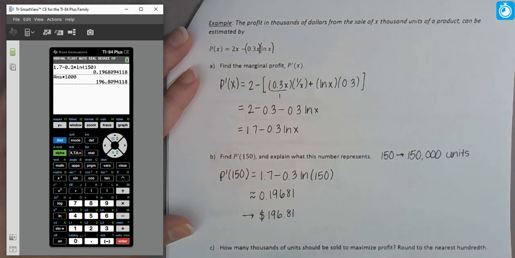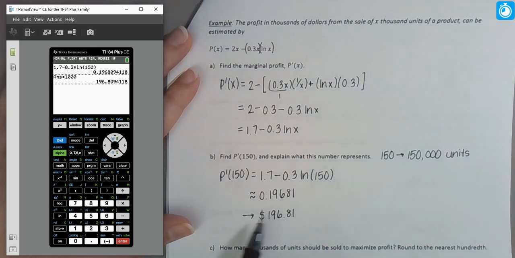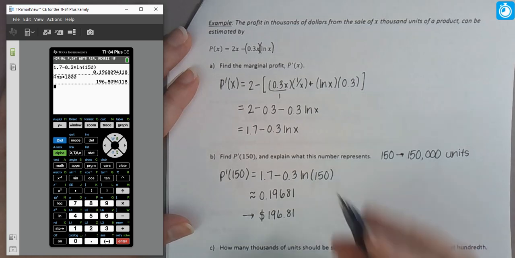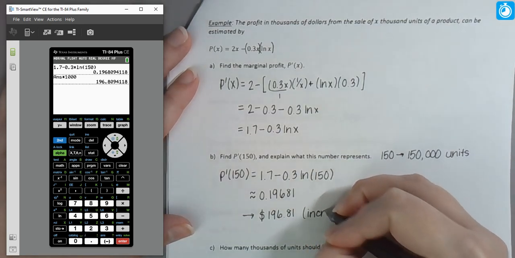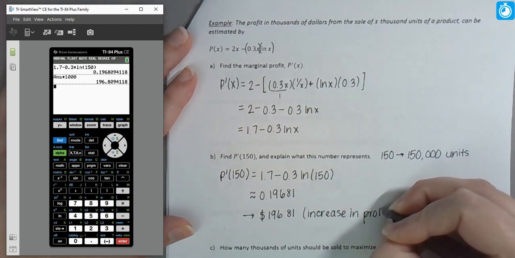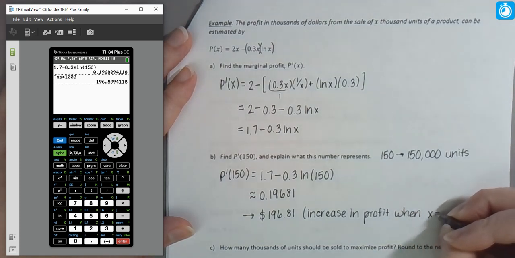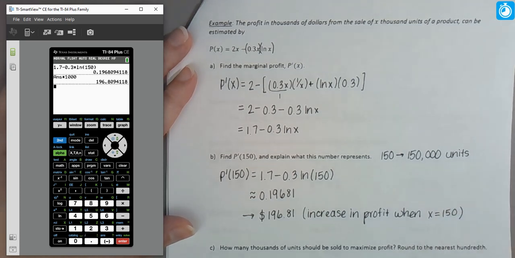So what does this really mean? Well, it means when x is 150, our profit is increasing by this amount. So this is the increase in profit when x equals 150. Remember, marginal profit means the additional profit that we gain when we increase our variable by 1. So this is going to be the increase in profit at that moment in time when we're producing 150, in this case 150,000 units.